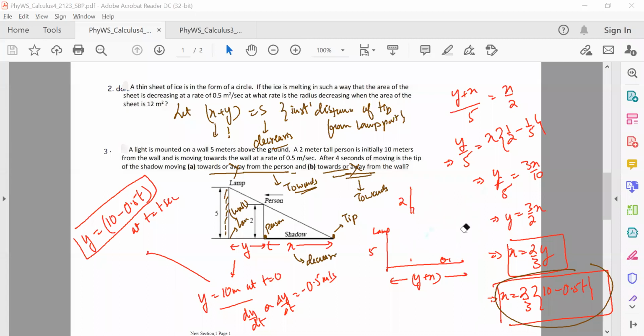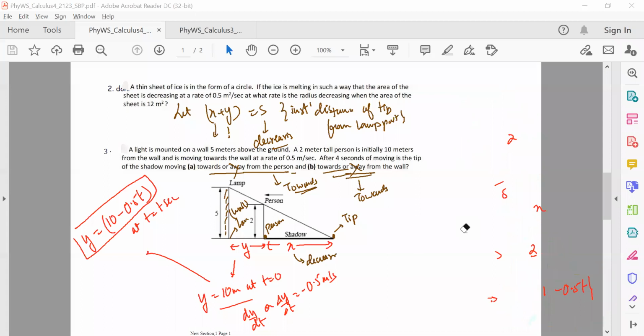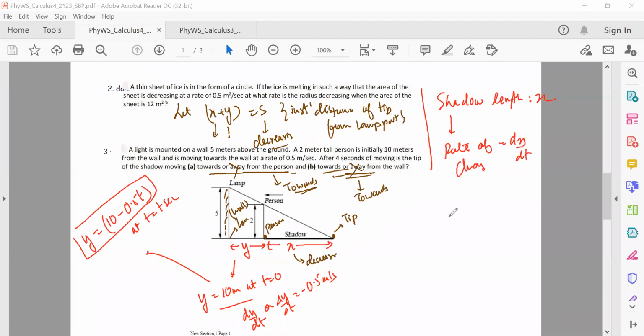Okay, so once I've got the value of x and y here, now the rest is simple. In this question, it was only asked whether it's coming towards or away from, and that we've already seen. But now if I ask you, what is the rate at which the shadow length is decreasing, or what is the rate at which the shadow's tip is coming closer to the person? The shadow length is x, so the rate at which the shadow length is decreasing is nothing but dx by dt. That will be nothing but 2 by 3 of dy by dt.